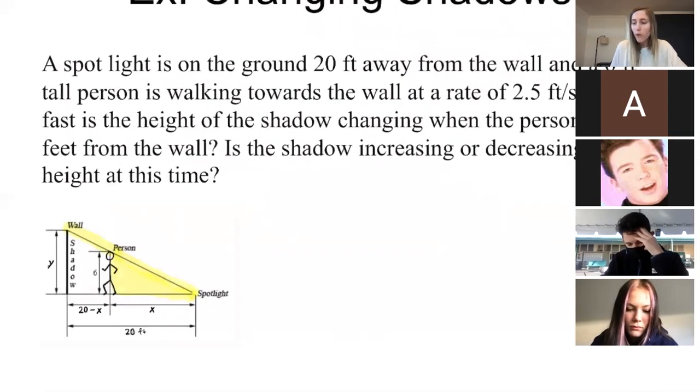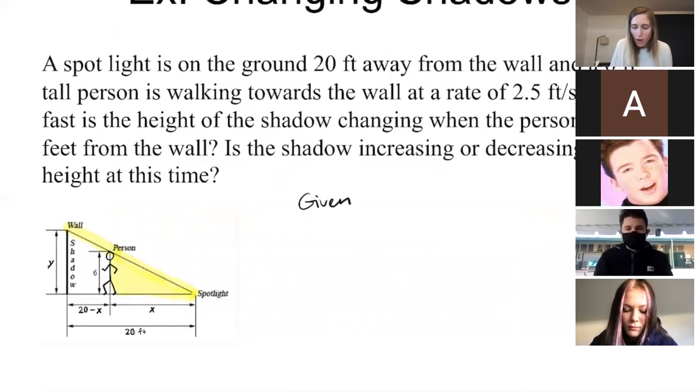Okay, so now we'll go back to our normal steps that we follow for these problems. So we'll state the given rate. So we're given that the 6-foot tall person is walking towards the wall at a rate of 2.5 feet per second.